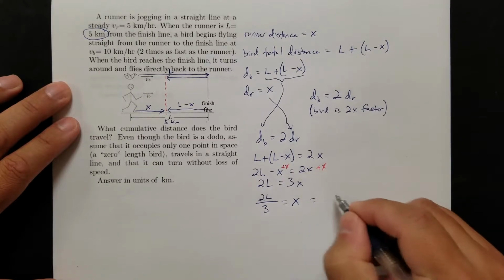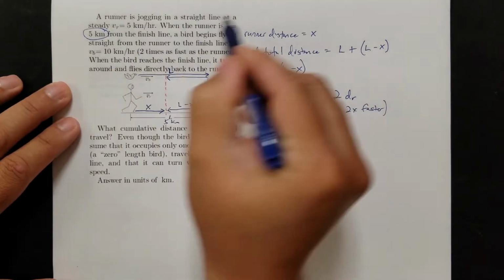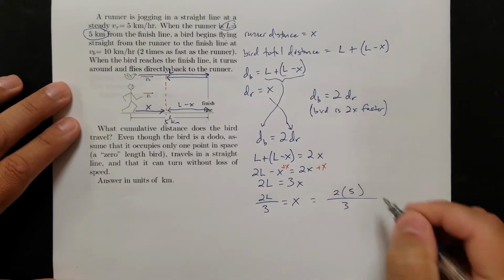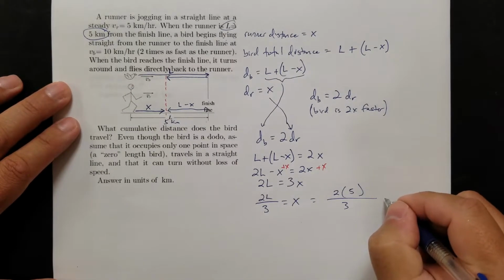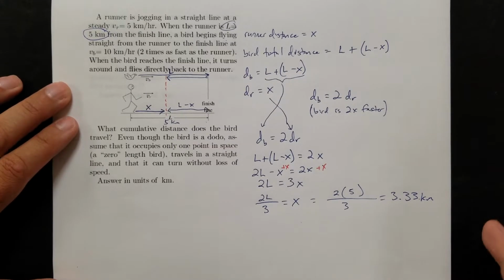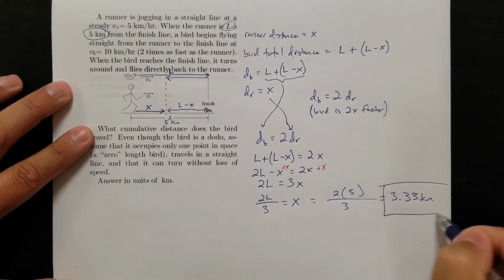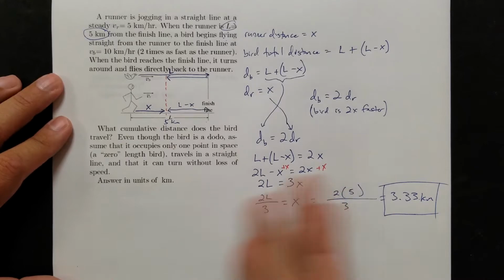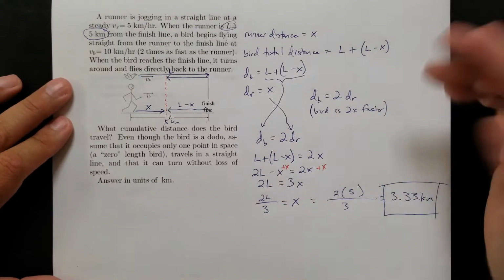So that's going to be 2 times my L, which is 5. So I'm going to do 2 times 5 divided by 3. 2 times 5 is 10 divided by 3. That's what, 3.33? So my bird went 3.33 kilometers in the time that the runner took to go this distance, right? Your numbers are going to be different, but it's basically doing the same thing, right?